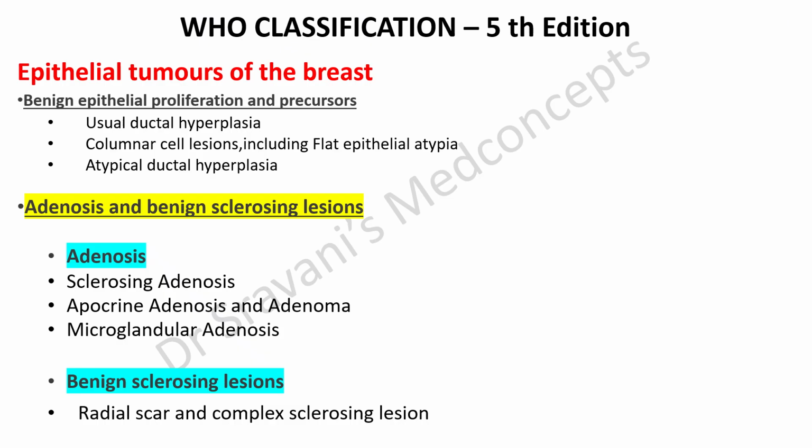As per WHO classification 5th edition, under epithelial tumors of the breast, we have benign epithelial proliferation and precursor lesions, under which we have usual ductal hyperplasia, flat epithelial atypia, and atypical ductal hyperplasia. All of this has been discussed in the previous sessions. Today we'll be dealing with adenosis and benign sclerosing lesions. In adenosis, we'll have sclerosing adenosis, apocrine adenosis and adenoma, microglandular adenosis. In benign sclerosing lesions, radial scar and complex sclerosing lesion.